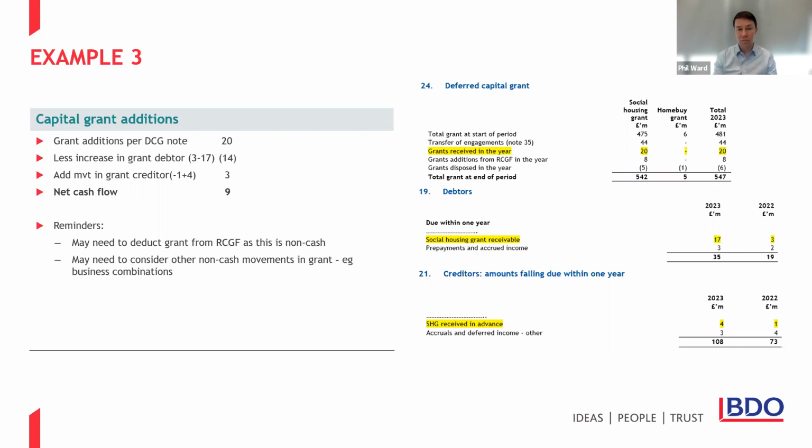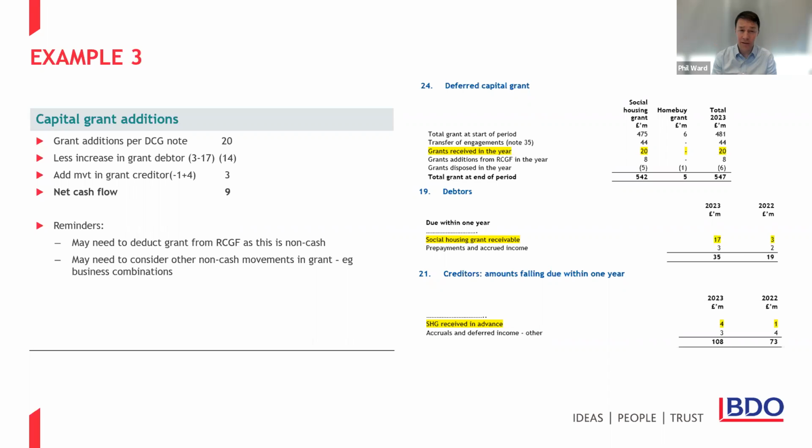Creditor movement, again, we need to take that into account. SHG received in advance has increased from a liability of 1 to a liability of 4. If our creditors have gone up, our cash has increased. So that's a cash inflow of 3, being the difference there, giving us a net cash flow of 9.